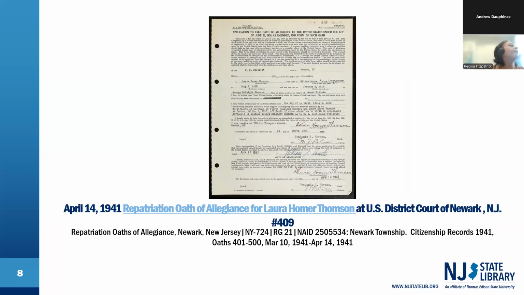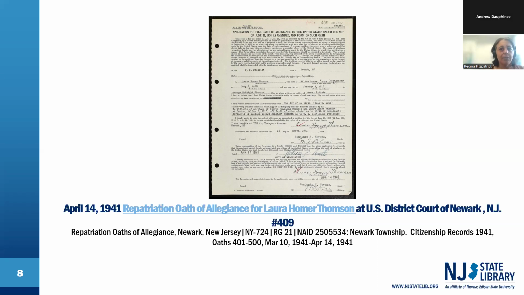And then finally, I wanted to show you one of these repatriation oaths from the U.S. District Court. Again, this is a digitized collection on FamilySearch.org. Again, we have a lot of personal information on here that we could use to trace Laura Van Sant's family. We know that she was married in 1916, I think that is, in Camden, New Jersey. So we could get her marriage certificate.